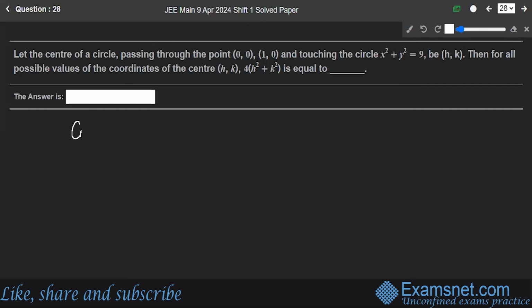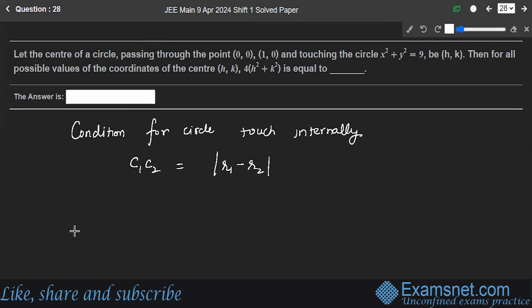There's a condition for circles to touch internally: C1C2 is equal to the mod of the difference between the two radii. If the difference between the two radii is less than the distance between the two centers, then they are touching each other internally. Okay, so what is the center of this circle? This is origin, and the radius is equal to 3, right?